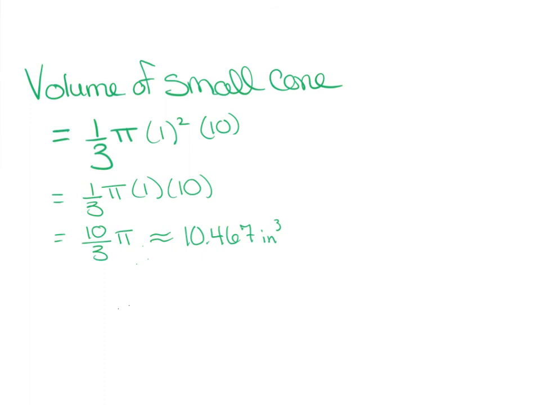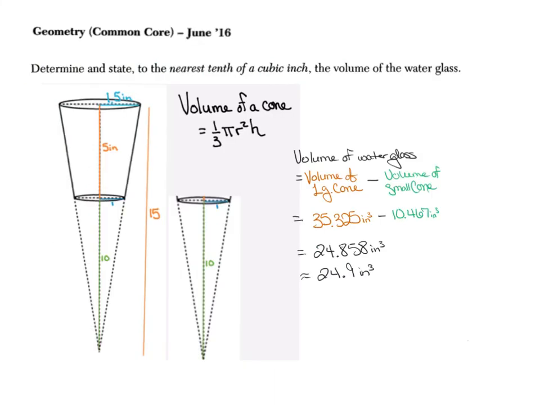This leads us to having to find the volume of the small cone. Notice here, again, we're using the same formula, but this time we're using a height of 10 and a radius of 1. So the volume of the small cone, once we substitute the radius of 1 into the formula and the height of 10, we should end up with a volume of approximately 10.467 cubic inches. Since the volume of the water glass is the difference between the two cones, we will have to subtract these two volumes.